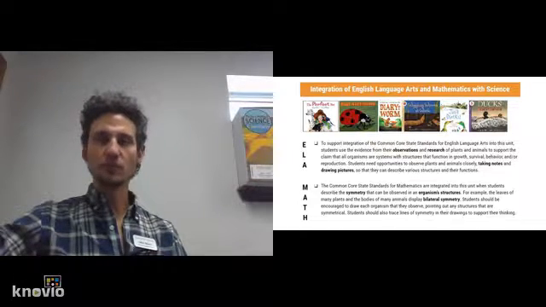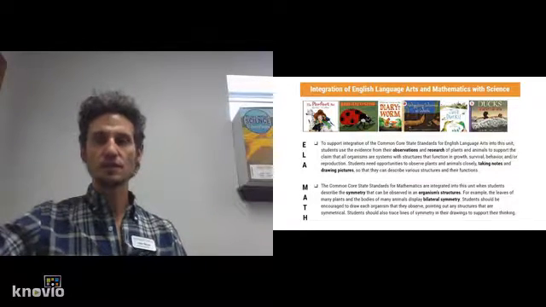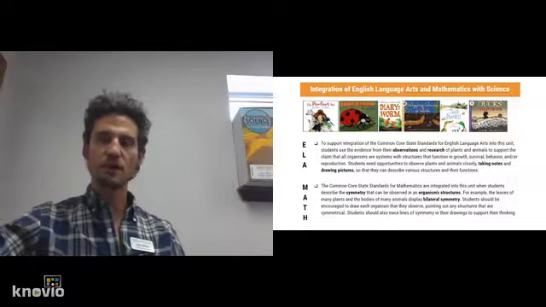There's several ways that we're going to use integration of English language arts and math. There's a lot of opportunity for some observations and research, as well as taking notes, drawing pictures, and reading these picture books aloud throughout the unit.